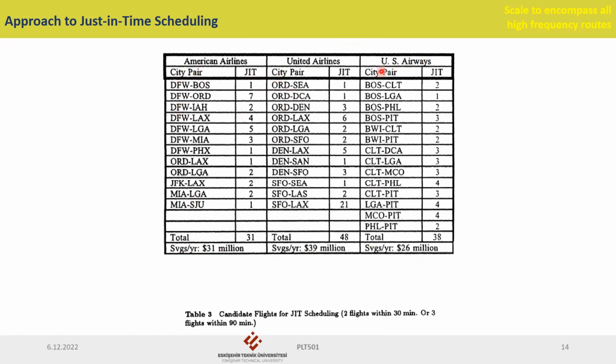Steep pairs, you can see this concept handles candidate flights for just-in-time scheduling: 2 flights within 30 minutes, or 3 flights within 90 minutes. This is a scale. This is a concept of dividing a huge problem. You want to choose some points. Maybe it's 30 minutes. You want to focus on just this point, and the savings at this point is also possible. If you cannot see this, you cannot fix the problems. Okay, this concept says that here.